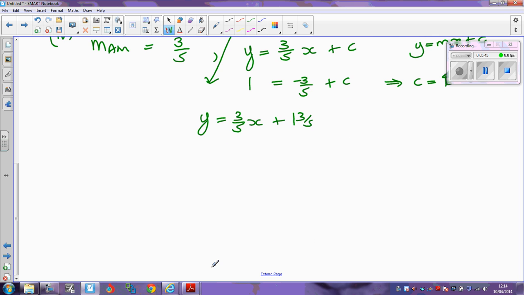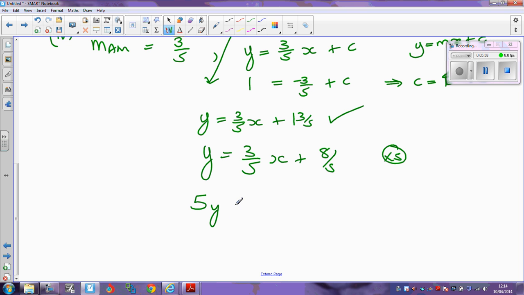Now I can also write that as y equals 3/5 x plus 8/5. And to tidy it up a bit, I don't have to do this, you get full marks for getting that far. Multiplying by 5, we get 5y equals 3x plus 8. It's a neater way of writing it.